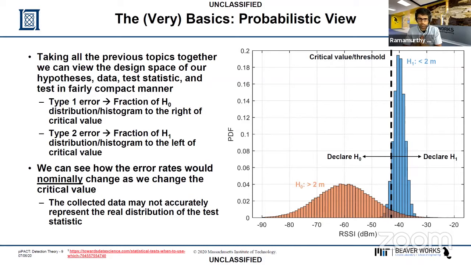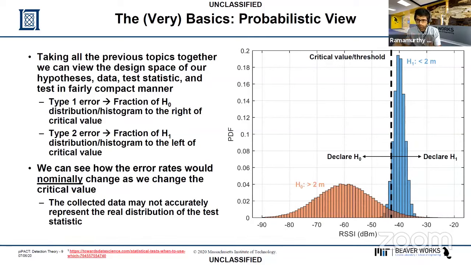aspect. And so the test I've chosen to do here is the critical value or threshold test. And the test statistic I'm going to use is just the RSSI value. I'm just going to look at the RSSI value. If it's greater than some value, I'm going to say it's H1. If it's less than some value, I'm going to say it's H0. And so that's what that vertical dashed line is. I've just picked a place, to the right of that I declare H1, and to the left of that, I declare H0.